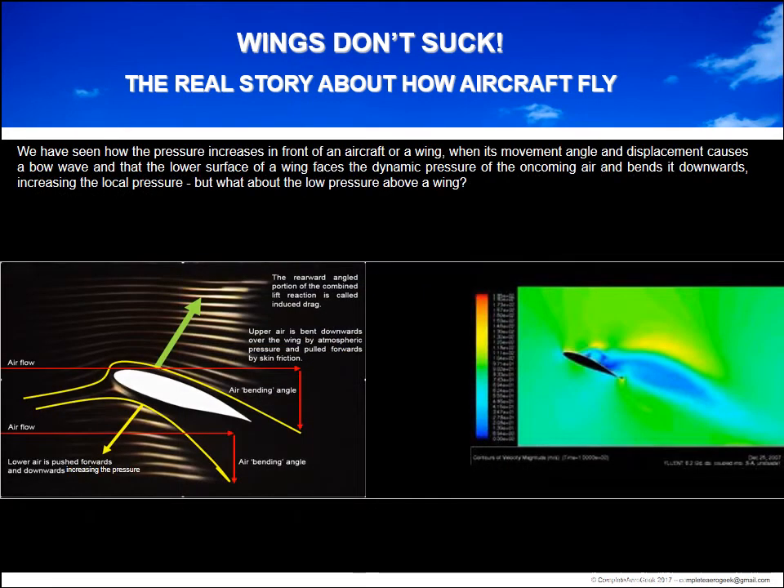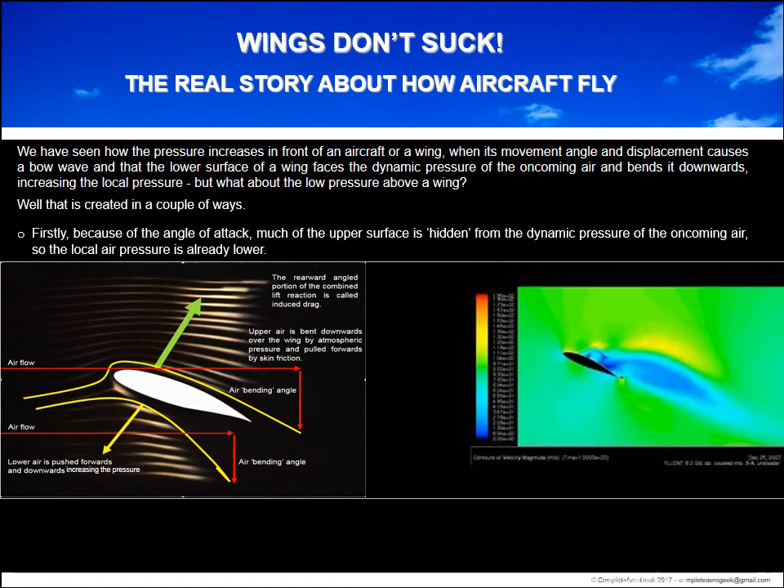We have seen how the pressure increases in front of an aircraft or a wing, when its movement angle and displacement causes a bow wave, and that the lower surface of a wing faces the dynamic pressure of the oncoming air, and bends it downwards, increasing the local pressure. But what about the low pressure above a wing? Well, that is created in a couple of ways. Firstly, because of the angle of attack, much of the upper surface is hidden from the dynamic pressure of the oncoming air, so the local air pressure is already lower. This can be seen as the blue area in the CFD image.